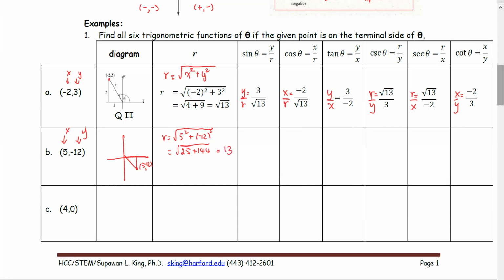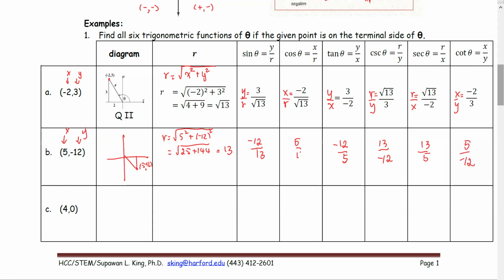Next, find the sine theta function value, which is y over r. Y is negative 12, r is 13. And the cosine theta is x over r, or 5 over 13. The tangent theta is y over x, or negative 12 over 5. The cosecant theta is r over y, or 13 over negative 12. The secant theta is r over x, or 13 over 5. The cotangent theta is x over y, or 5 over negative 12.